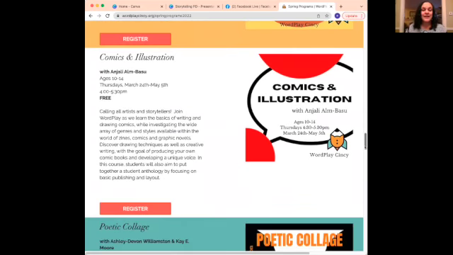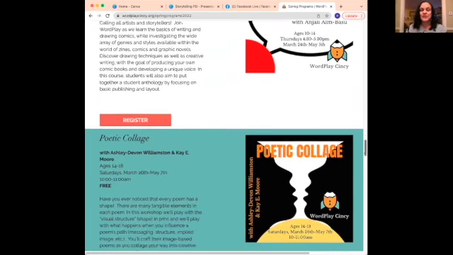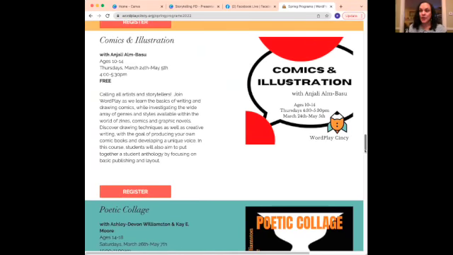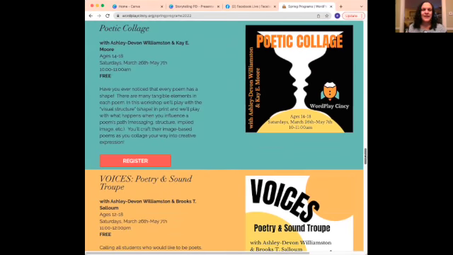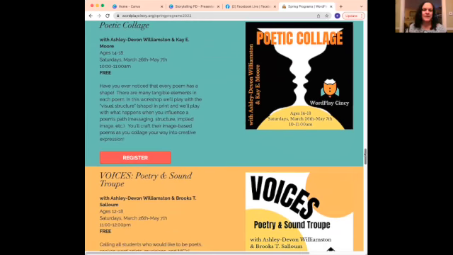And then we have Comics and Illustration, which is all about making your own comic strip, 10 to 14. We have a lot of interest in this one. So register soon if you have students interested. And then we do poetic collage, where it's kind of like a soul collage. That's wonderful with Ashley Devon Williamson.